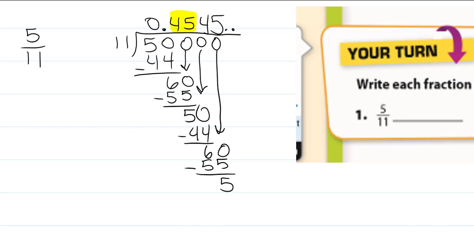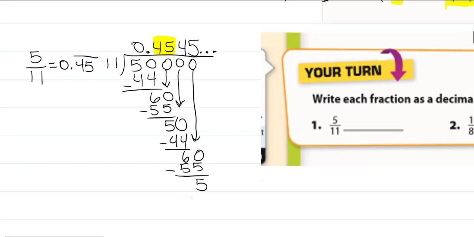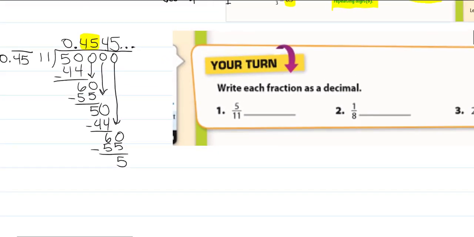So this is going to be 0.45 repeating. Okay, and I would write that 0.45 repeating. Let me fix that for 45 repeating. Okay, and I would write the answer here. 5/11 is equal to 0.45 repeating.